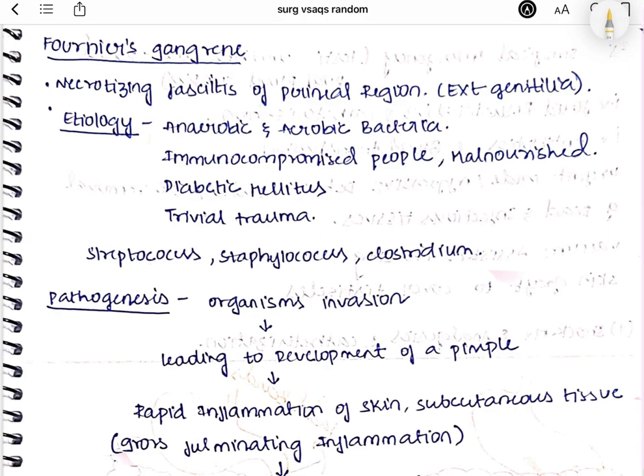Coming back to this topic, Fournier's gangrene is a really bad condition. That's all you have to remember here. It's a really messed up condition where you can see necrotizing fasciitis of the perineal region. What do you mean by perineal region? It is the external genitalia, right?